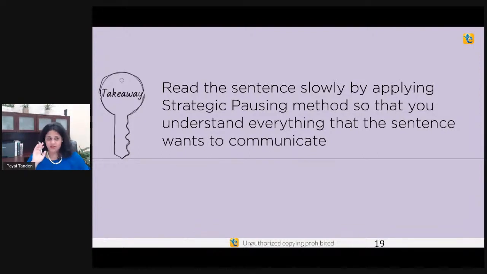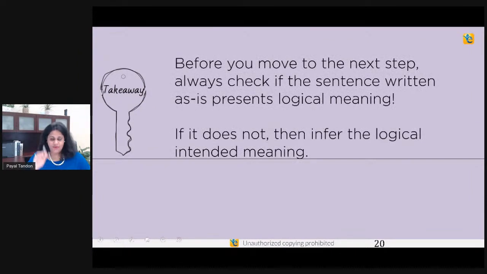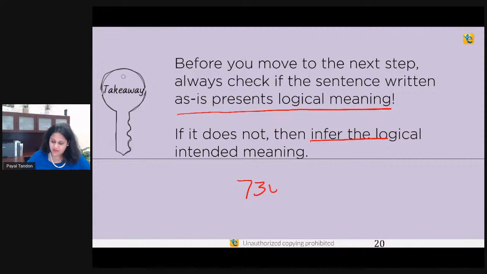So again, just a takeaway. Read the sentence slowly by applying the strategic pausing method so that you understand everything that the sentence wants to communicate. And before you move to the next step, always make sure that the sentence presents logical meaning. If it does not, then infer the logical meaning. There is no shortcut about it. There are no 2 opinions about it. This is what has to be done if you want to get to that 730 plus score, or that 90th percentile ability.